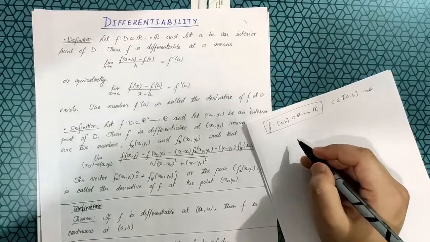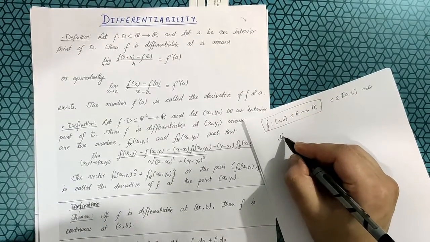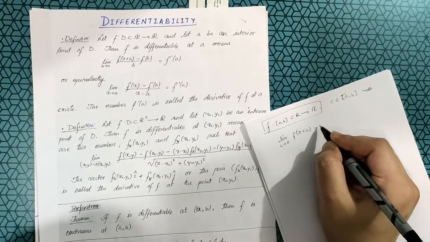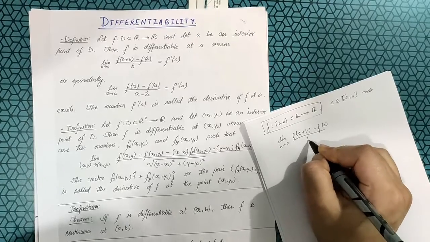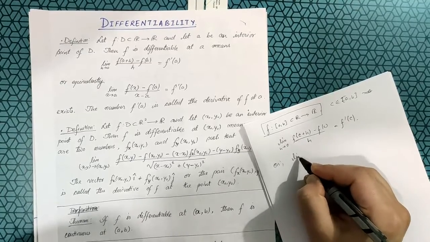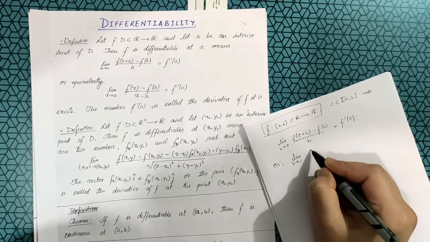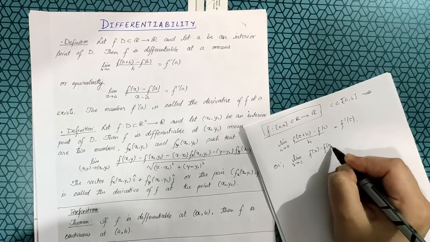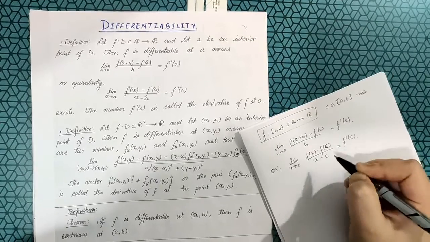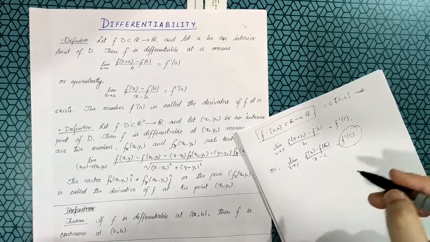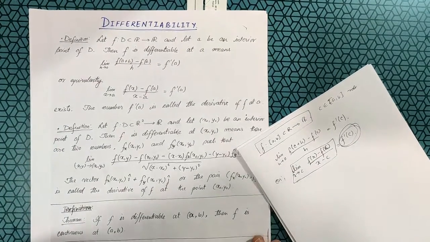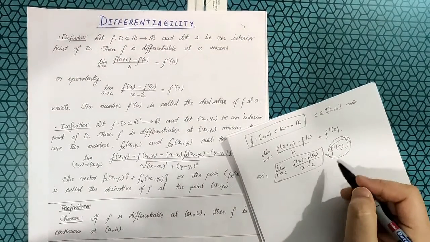say that f is differentiable at C if we have limit h tends to 0 of f of C plus h minus f of C divided by h is equal to f dash C, or we could even say limit x tends to C of f of x minus f of C divided by x minus C is equal to f dash C. If this limit exists finitely, then f dash C is said to be the derivative at that point C.